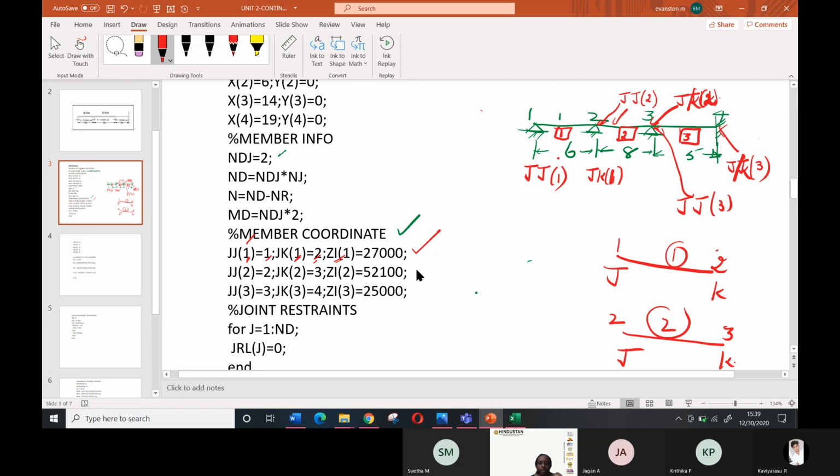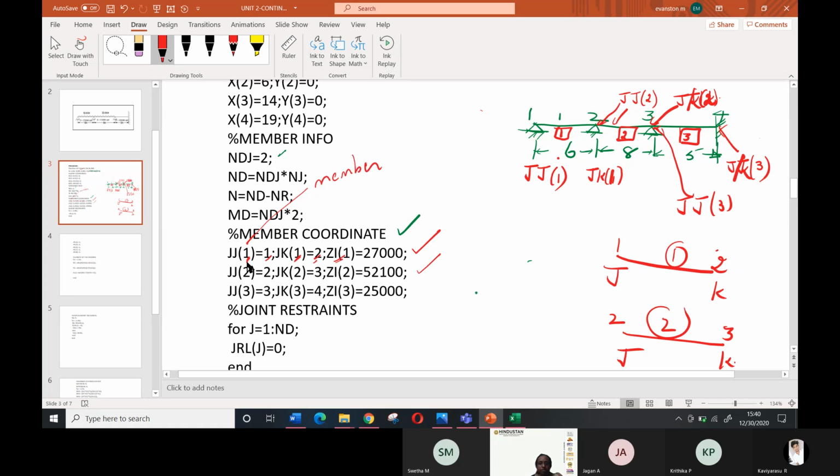Now we will move on to the second member. Second member is JJ of 2, connected with 2 and 3. One end is connected with 2 and the other end is connected with 3, and its moment of inertia. Similarly, I have written for the third member. That is JJ of the joint 3 is connected with 3. Sorry, whatever is inside, 1, 2 and 3 represents member.